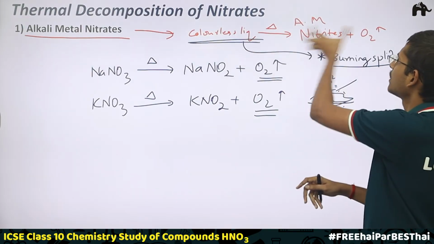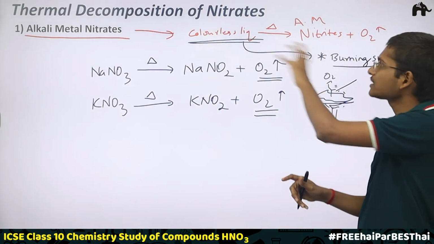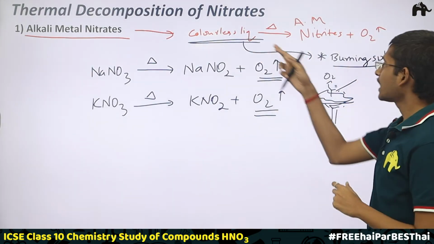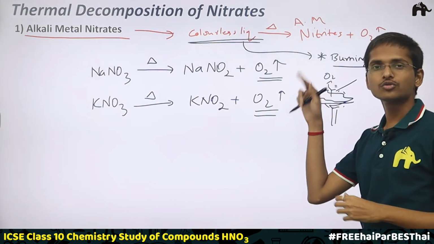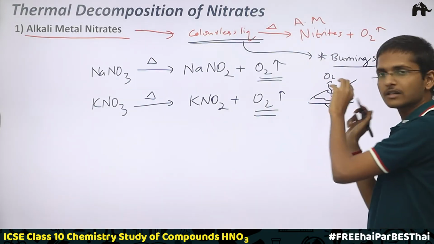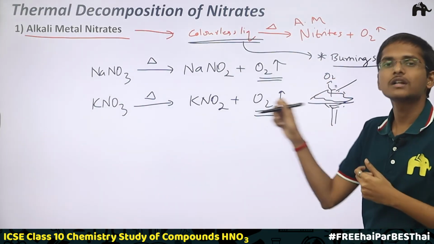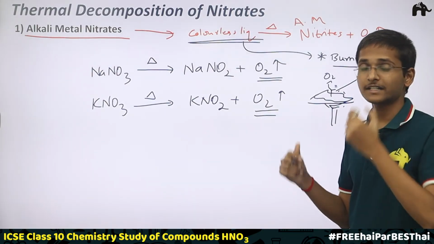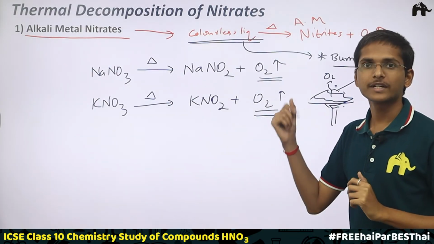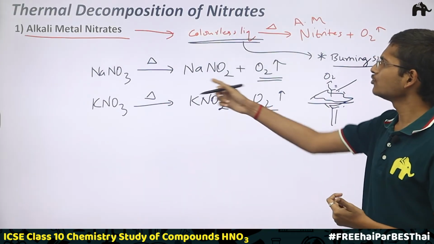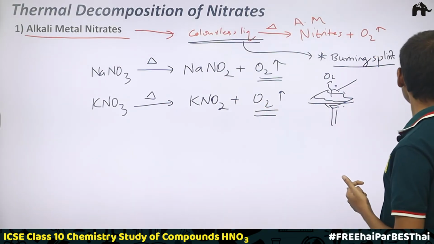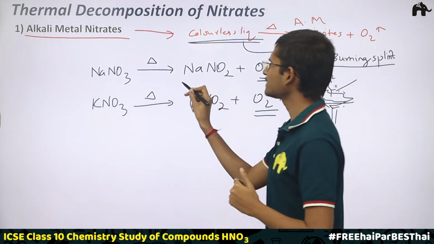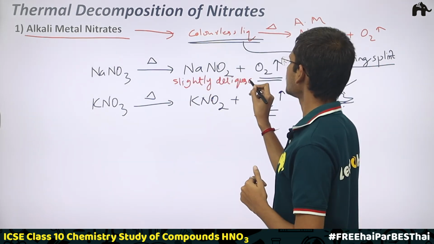This is all about the reaction, how it is actually formed, how the process is taking place. And in this process, the O2 formed can be detected by using the burning splint, so you can detect that yes, oxygen is really getting liberated. And lastly, you can just remember that NaNO3 is slightly deliquescent.